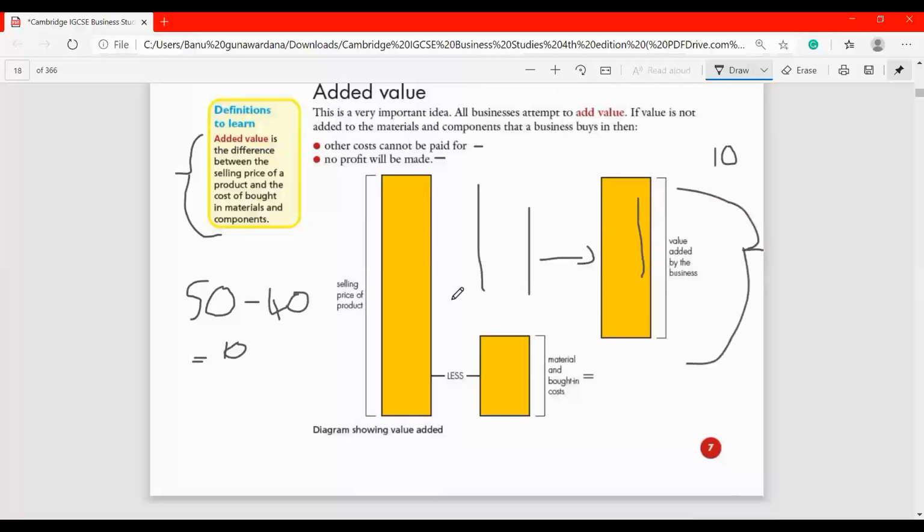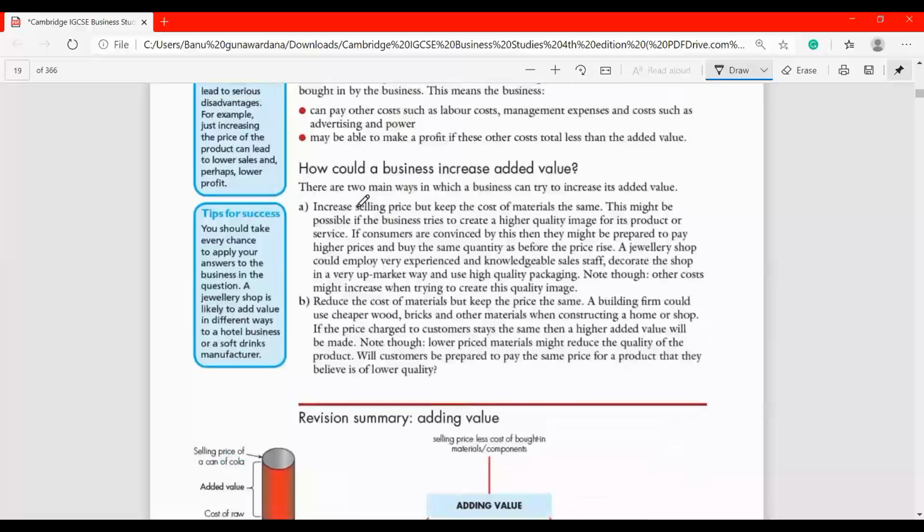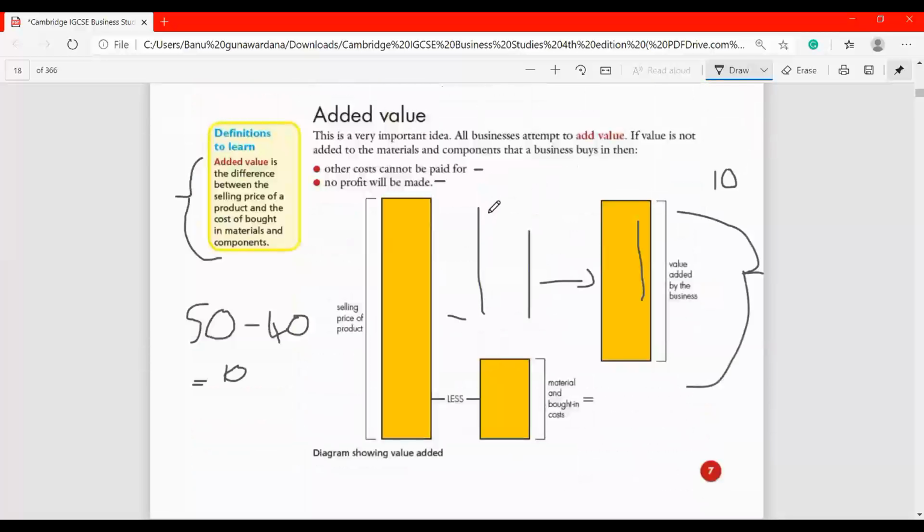How can they increase the gap between the selling price of the product and the material and bought-in cost? Well, the answers are right here. Increase selling price but keep the cost of materials the same. Exactly. If you want to increase the gap, in the sense that you want to increase the added value, you can increase the selling price.